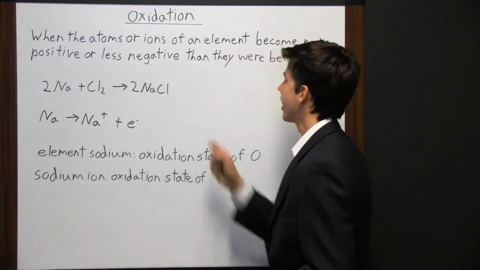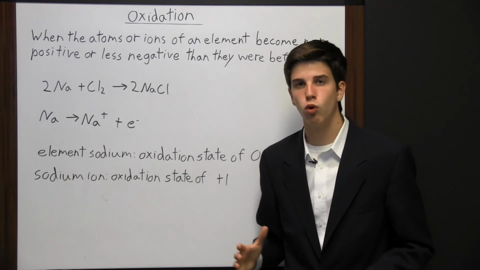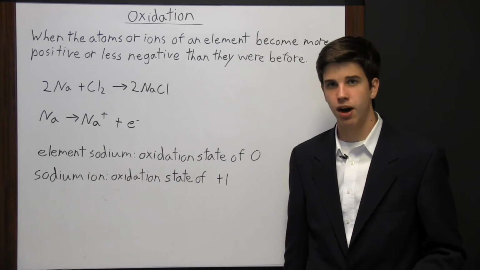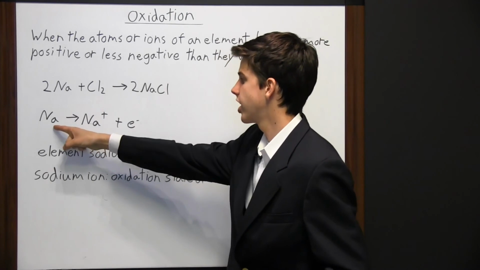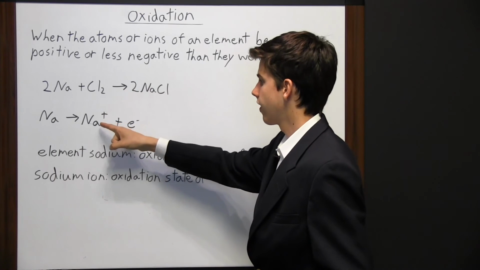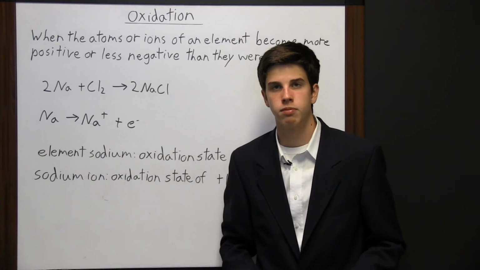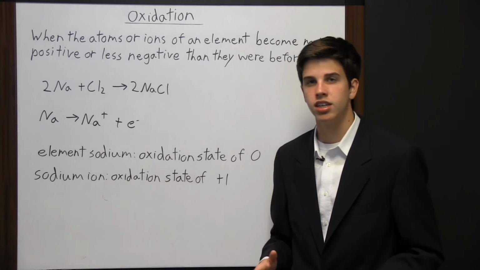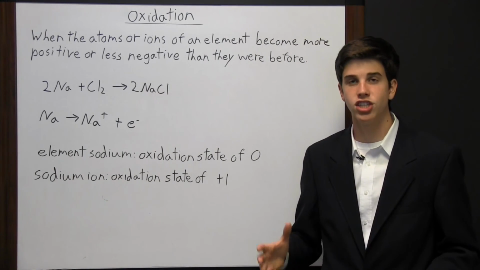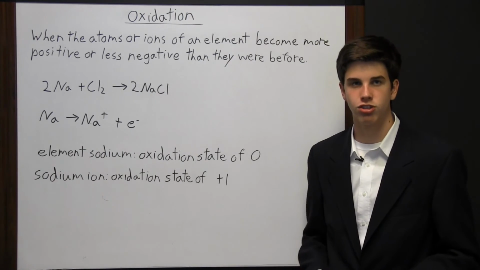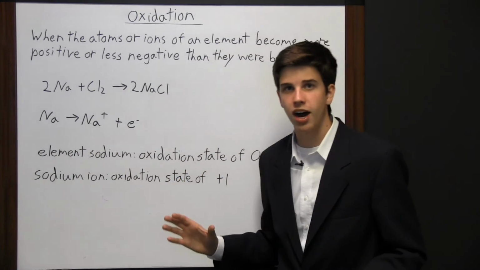Oxidation is when the atoms or ions of an element become more positive or less negative than they were before. In other words, an atom or ion that undergoes a change in oxidation state in the positive direction is oxidized. Now look at this reaction right here between sodium and chlorine. Here, sodium goes through oxidation because it loses an electron. That's why we have that positive symbol right there. Now, the element sodium has an oxidation state of 0. That's because all elements in their natural state have oxidation numbers equal to 0. But now the sodium ion has an oxidation state of +1. The net change of oxidation for sodium here is in the positive direction. So by definition, sodium gets oxidized because it's moving in the positive direction.